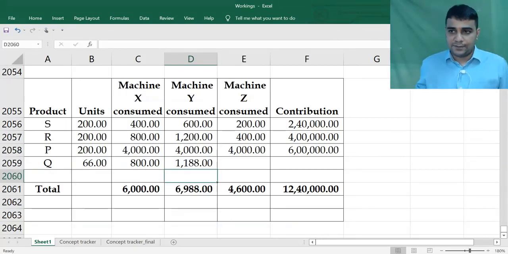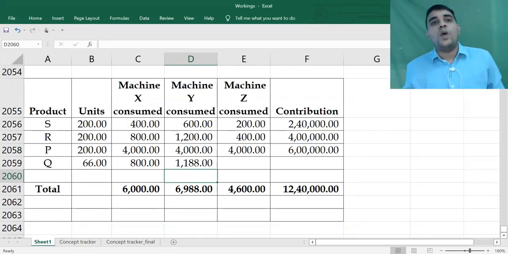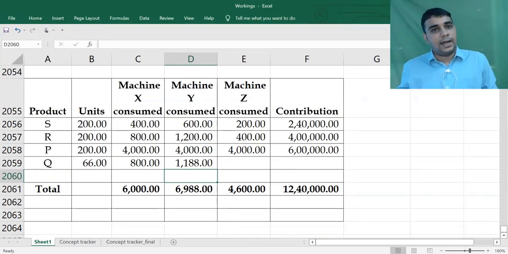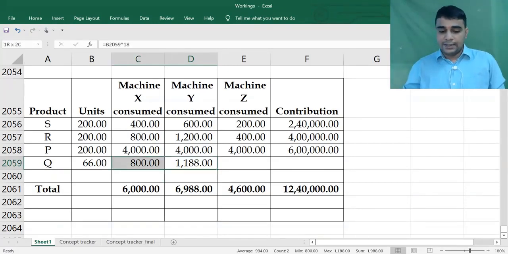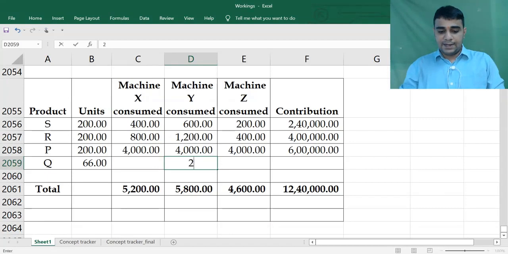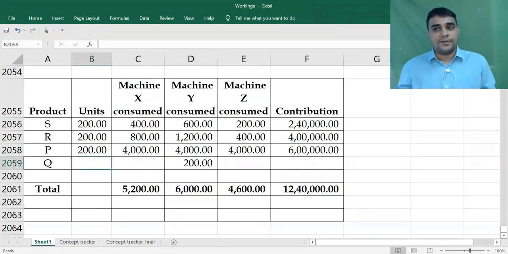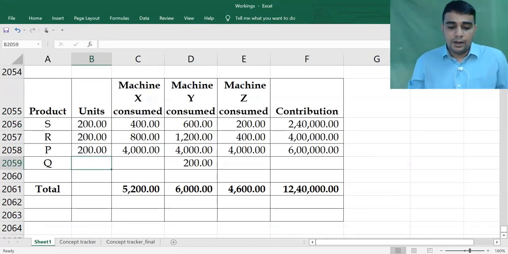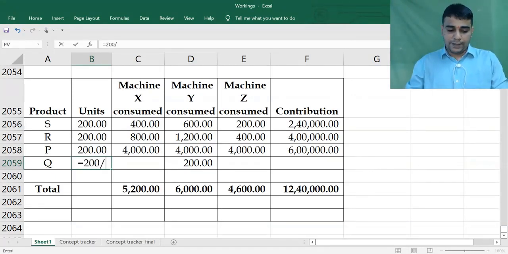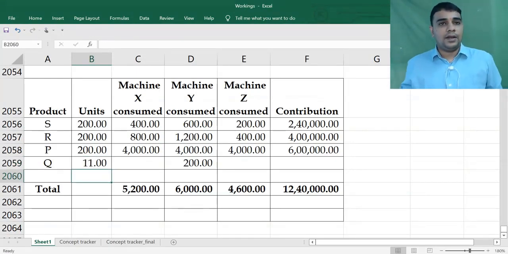I started with X, took the balancing figure, but the problem is Y is going beyond 6,000. I cannot allow that to happen. So I am deleting this again. I take this as balancing figure. Balancing figure is 200. 200 divided by how many hours per unit for department Y? Which is 11 units.